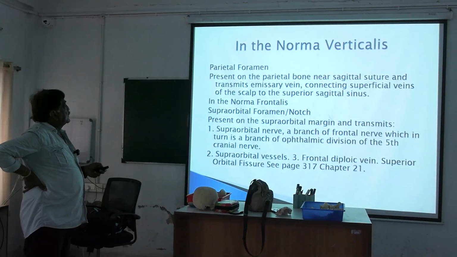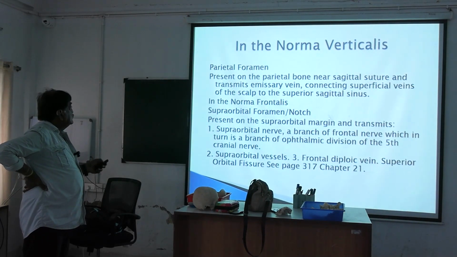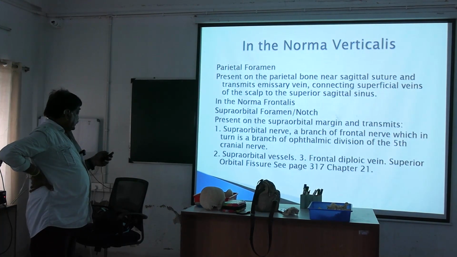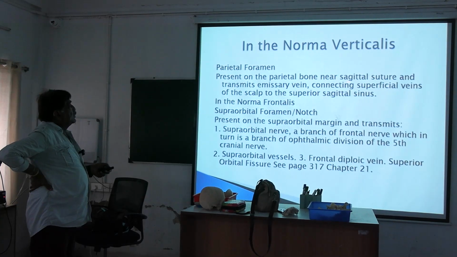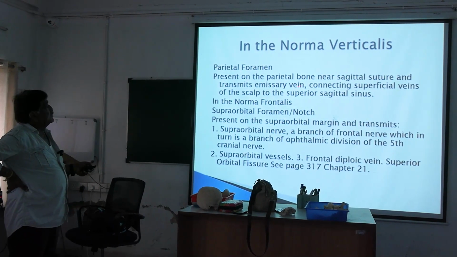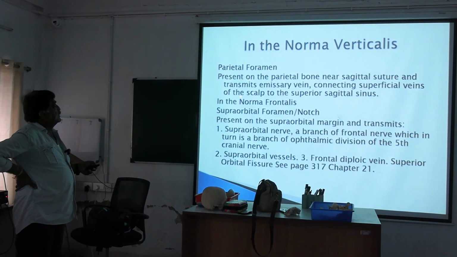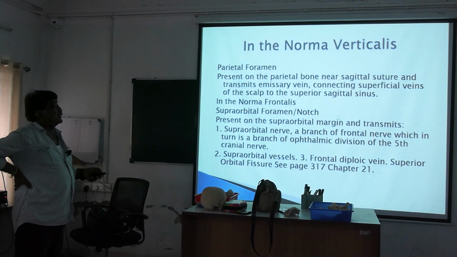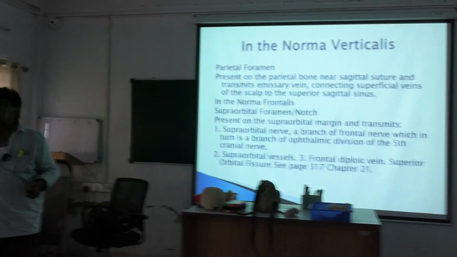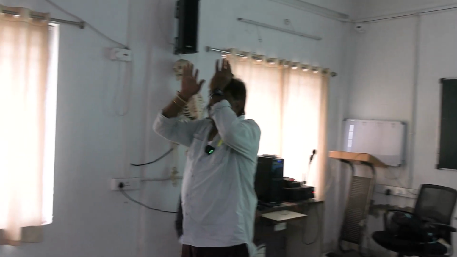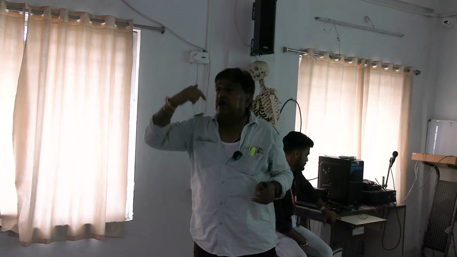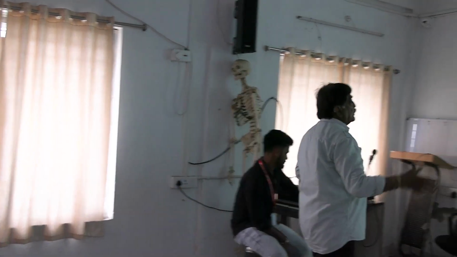In norma verticalis, the parietal foramen is present on the parietal bone near the sagittal suture and transmits an emissary vein connecting the superficial veins of the scalp to the superior sagittal sinus. In the lecture on the scalp, I showed you the emissary vein from the parietal bone passing through it.